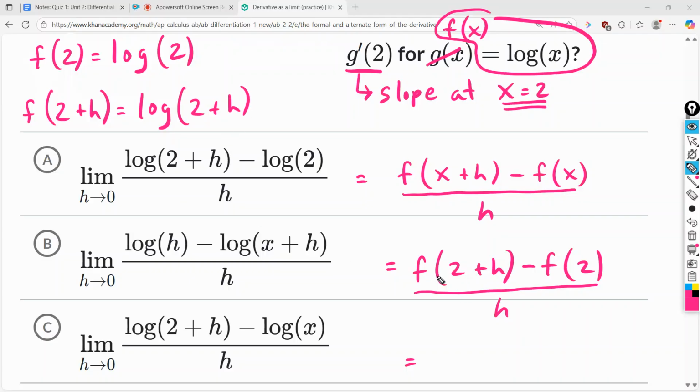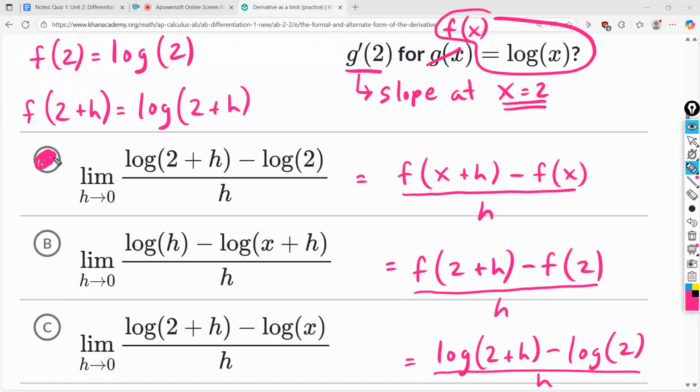All right, so finishing this here, f of 2 plus h, that's the log of 2 plus h, minus f of 2. We said f of 2 is just the log of 2. And that whole thing is divided by h. All right, and we can clearly see that is answer A.